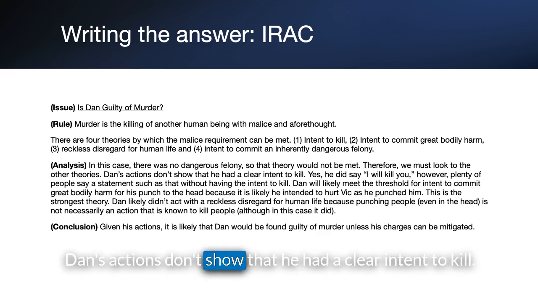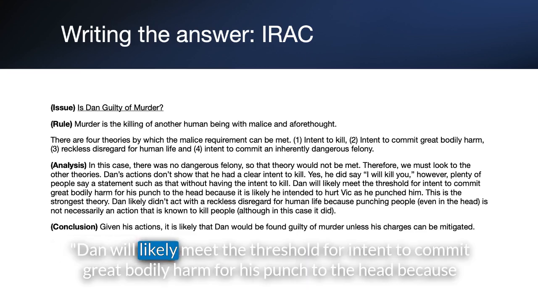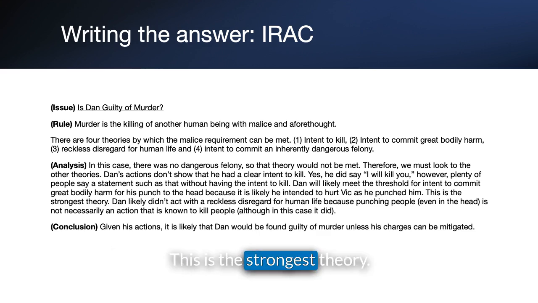Dan's actions don't show that he had a clear intent to kill. Yes, he did say, "I will kill you." However, plenty of people say a statement such as that without having the intent to kill. Great. Done. Dan will likely meet the threshold for intent to commit great bodily harm for his punch to the head, because it is likely he intended to hurt Vic as he punched them. This is the strongest theory.